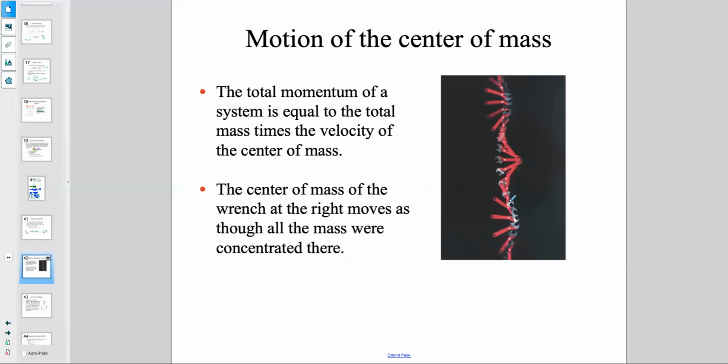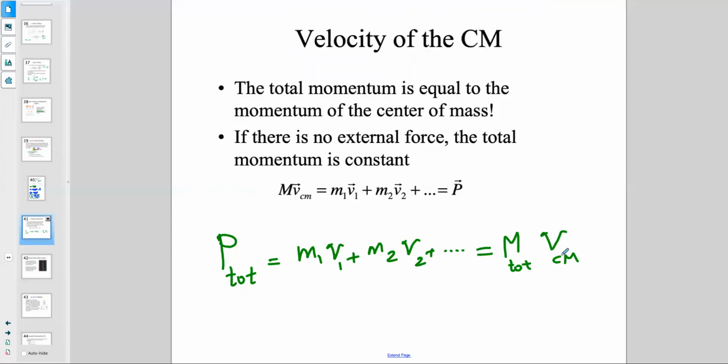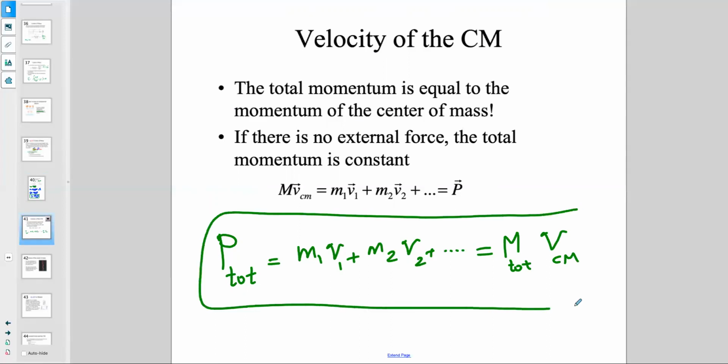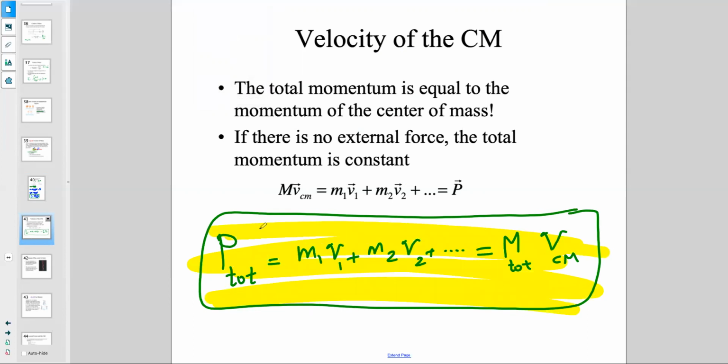So, motion of the center of mass. The total momentum of the system is equal to the total mass times the velocity of the center of mass, as I just said. Total mass times the velocity of the center of mass is the total momentum of the system. Okay, this is also very important. So I'm going to highlight it because I like doing that.